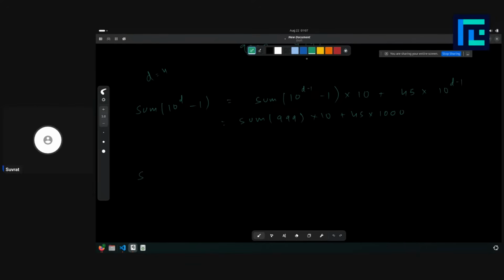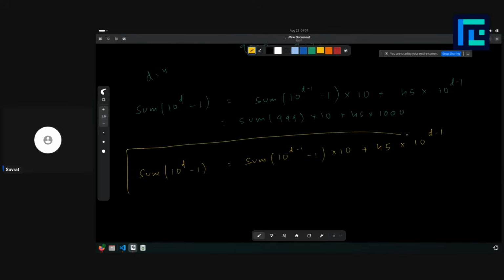So let me write this in yellow. Sum till 10 to the power d minus 1 is equal to sum till 10 to the power d minus 1 into 10 plus 45 into 10 to the power d minus 1. So that's our current progress in solving the sum question.